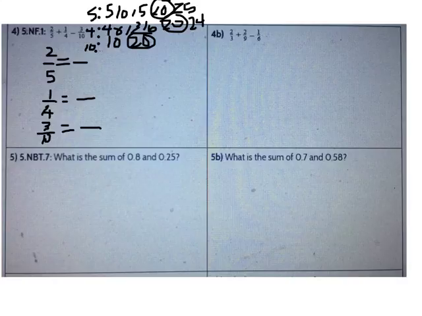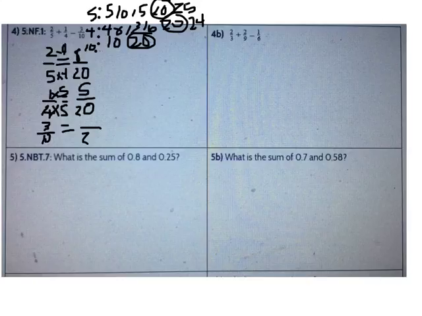Now I can change all of my fractions so that the denominator is 20. When I change 2/5 so that the denominator is 20, what's the numerator? Well, 5 times 4 is 20. 2 times 4 is 8. When I change 1/4, what's the new numerator? Well, 4 times 5 is 20. 1 times 5 is 5. When I change 3/10, what's the new numerator? Well, 10 times 2 is 20. 3 times 2 is 6.